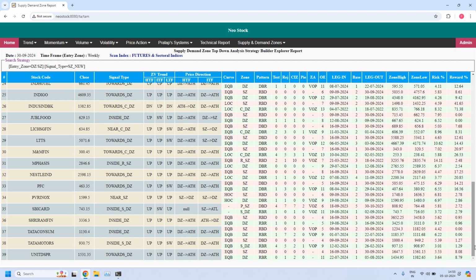New demand zones created means strong demand. Now these are all supply zones, so they indicate strong supply.